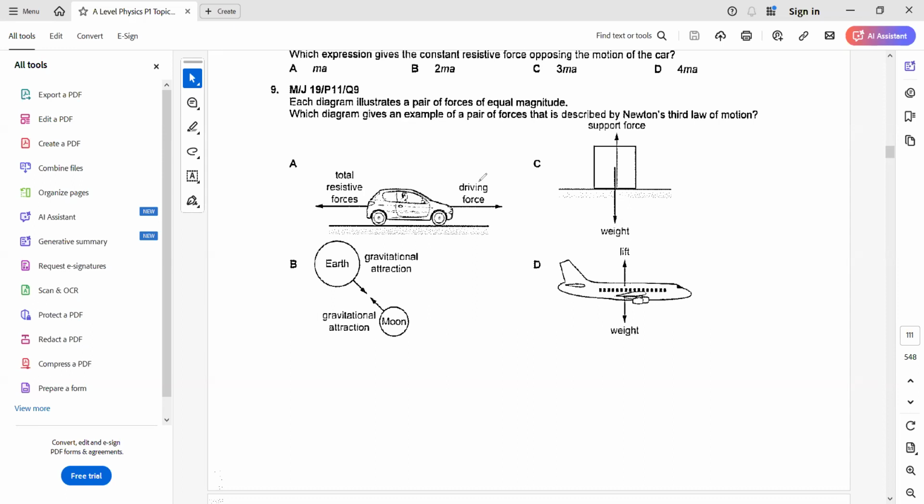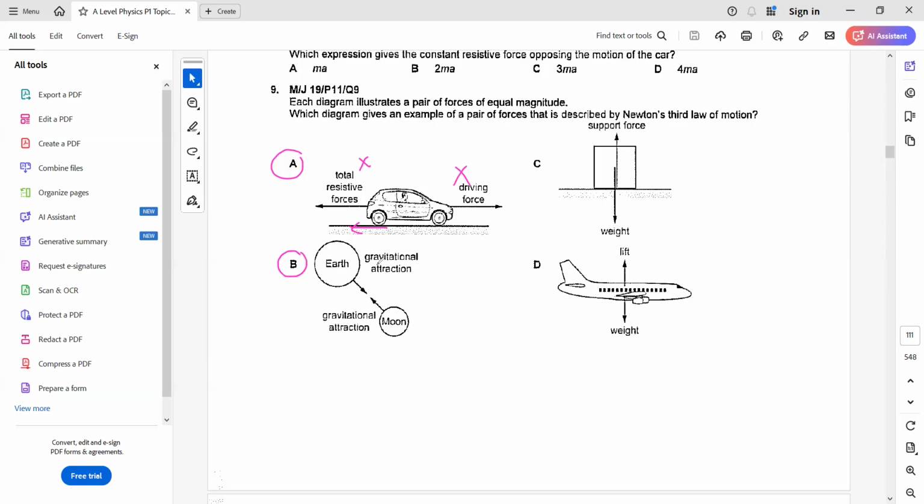So for the third law, we are looking for an action reaction pair. So A: driving force, resistive force. Well, these are not action reaction pairs. Why? Resistive force is between tires and car. Driving force is basically of the engine and the car. So these are two different forces.